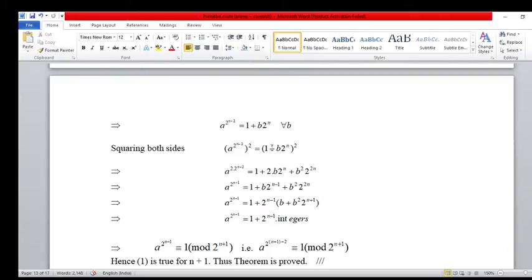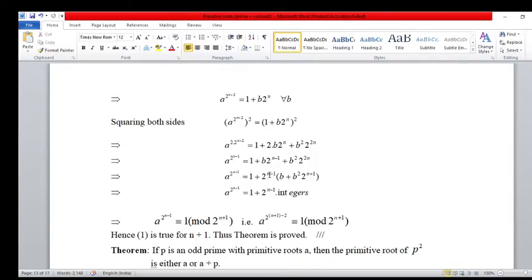And on the right hand side, open this bracket: first 1 square, plus twice b into 2 raised to the power n, plus b square into 2 raised to the power twice n. This implies a raised to the power 2 raised to the power n minus 1 is equal to 1 plus b into 2 raised to the power n minus 1 plus b square into 2 raised to the power n.